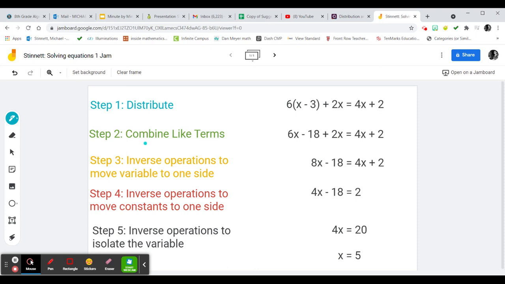All right, guys. So here's a video, and this video is about solving equations, and we've done this before. Okay, so we have an equation up here.